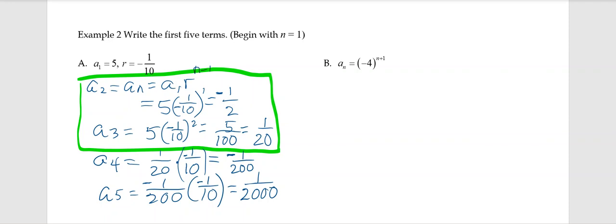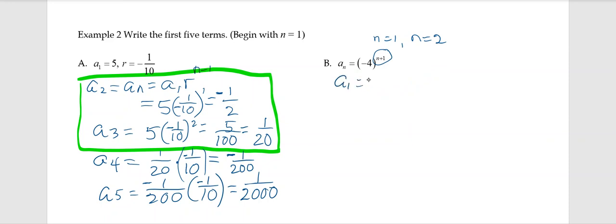Example B, I'll do 1 or 2 of these. No need for me to do them all in this recording. You can do them all once you get the hang of it. So first term times r to the n minus 1. Actually, this one is a little bit different, so I think it's going to be easier. All we have to do here is just plug in, n equals 1, n equals 2. So that's what I'm going to do instead of even thinking about that explicit formula.